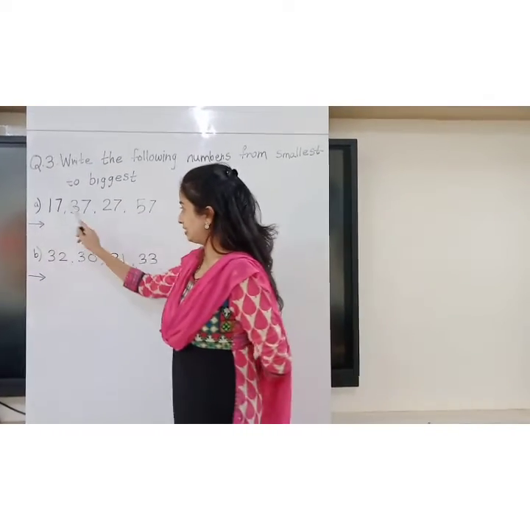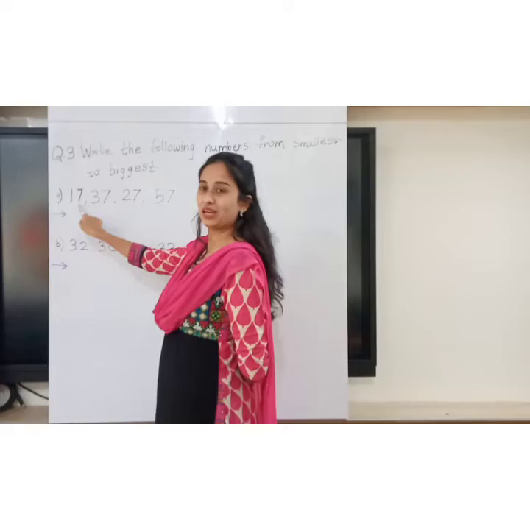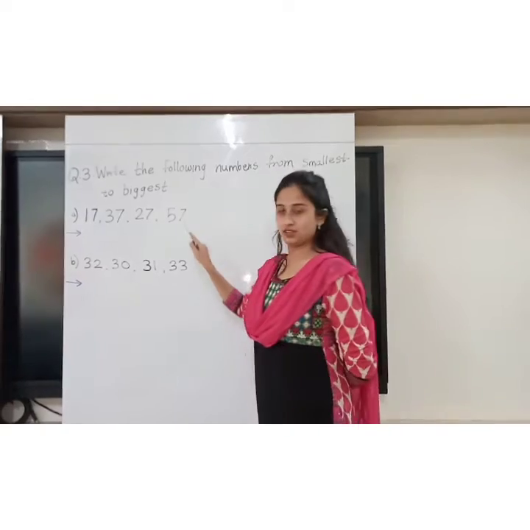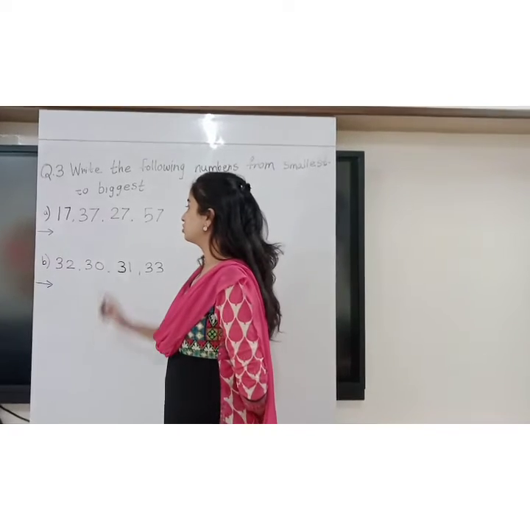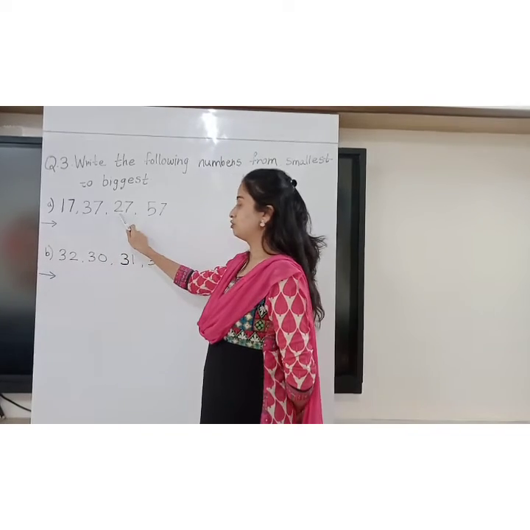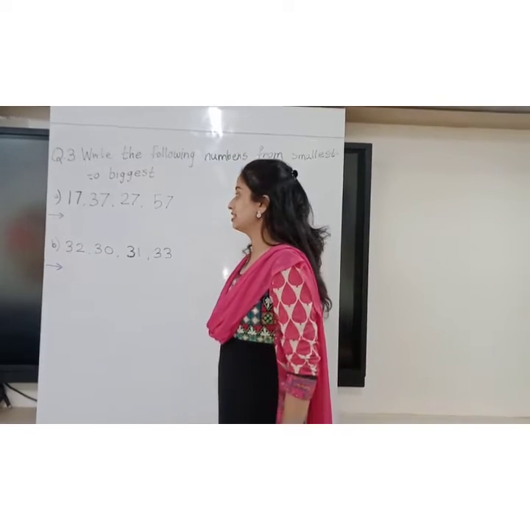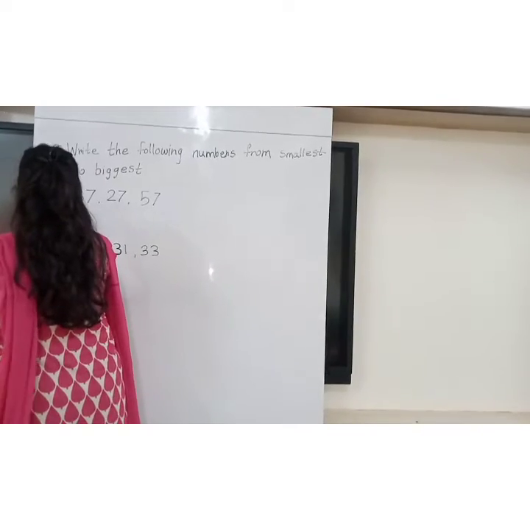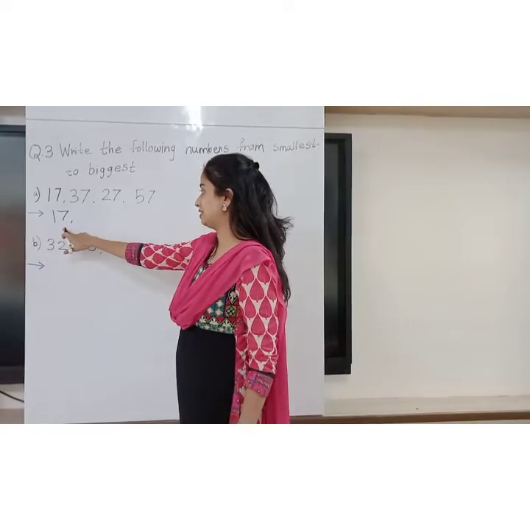For that, let's see. We have tens and units place here. So at all the units place we have 7. So now we will just look for the tens place for the smaller number. So now let's see. Here we have 1 at tens place. Here we have 3. Here we have 2 and here we have 5. So now which is the smallest number with the smaller tens? It is 17. So I will write 17 first, because we have to write numbers from smallest to biggest. So first number is 17, that is the smallest one.